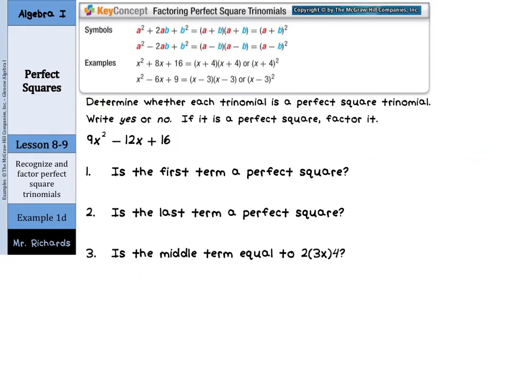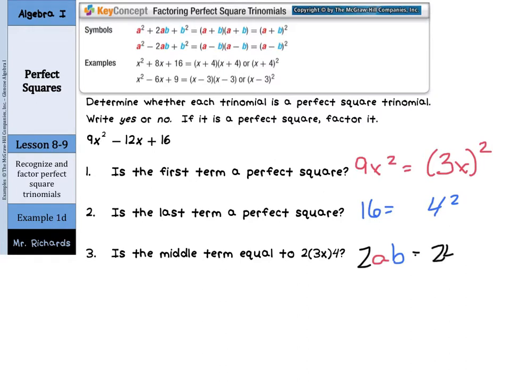And we have one last example of this. Is the first term a perfect square? Well, for 9x squared, I can rewrite this as 3x squared. The last term is 16, and yes, I can write that as 4 squared. So I need to check now, is it equal to 2 times a times b? And that would be 2 times 3x times 4, which would be 2 times 3 is 6. Times 4 is 24x.